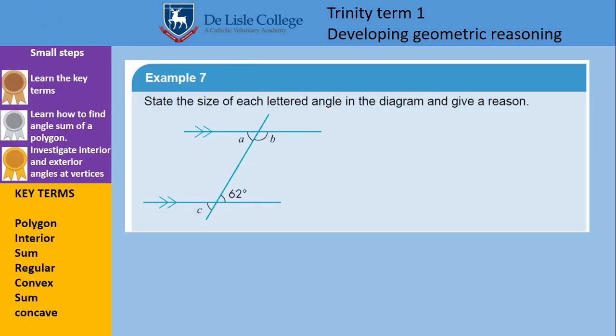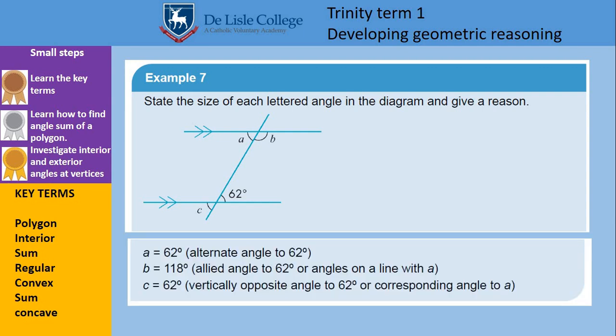So let's use some of this information as an example. So let's get this one down into our books as well, please. State the size of each lettered angle in the diagram and give a reason. So once again, we've got 4 angles, but only one has been given to us. But we can use that information to solve them all. They're labelled A, B, C. You do not have to go in that order.